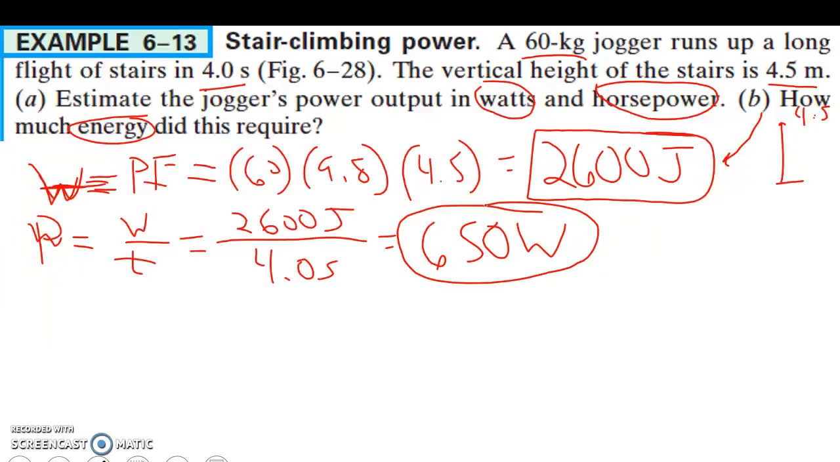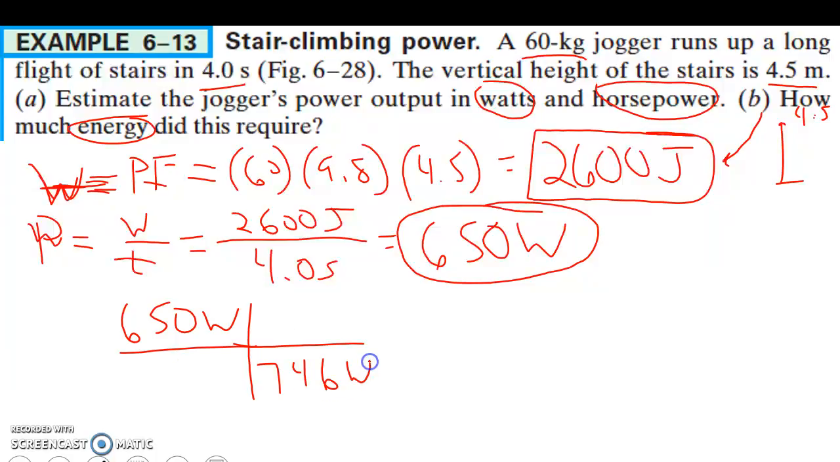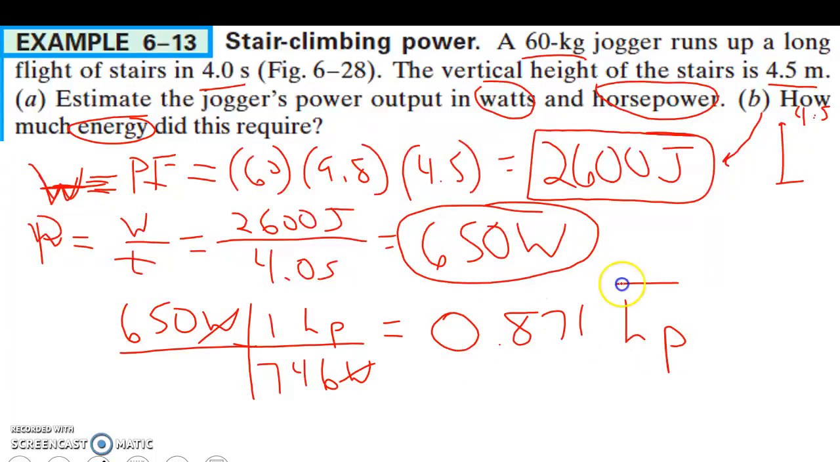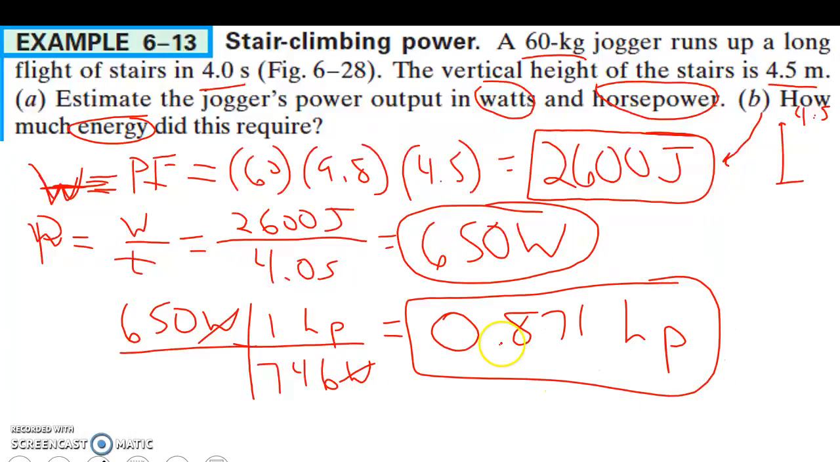Remember, to go from watts to horsepower, right? We take our 650 watts and we divide it by 746 watts and 1 horsepower. And 650 divided by 746, 0.871 horsepower. So not even a horse worth of power there.